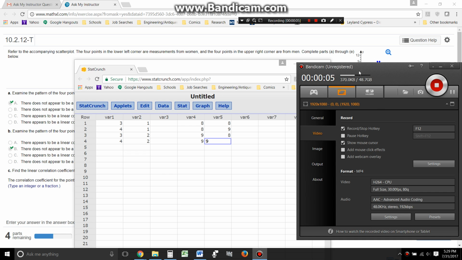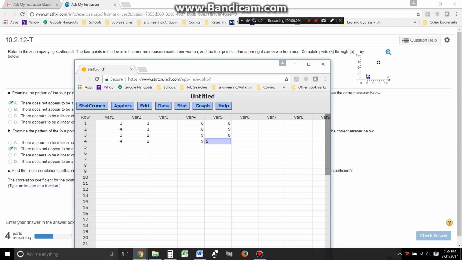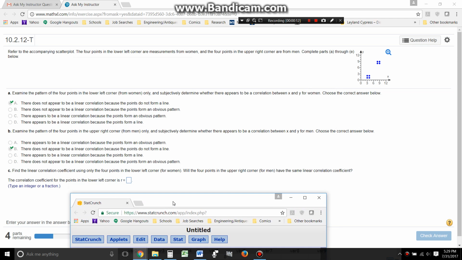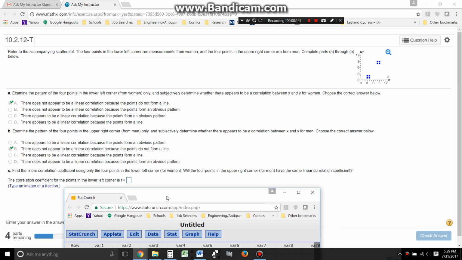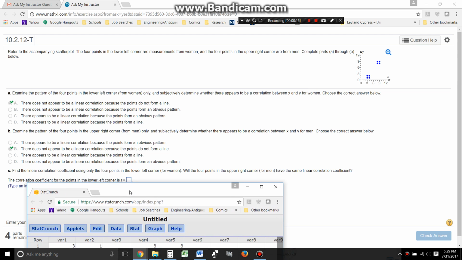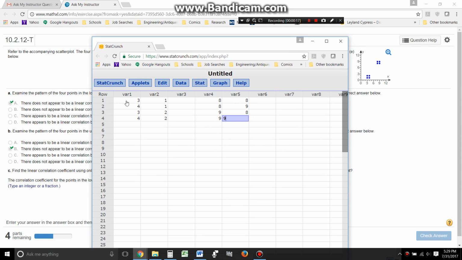On this question here, I just have to get the coordinates of the lower points. Let's see here, the lower left corner, those 4 points have these coordinates: (3, 1), (4, 1), (3, 2), (4, 2). And then the upper set of points are (8, 8), (8, 9), (9, 8), and (9, 9). Okay? So first, let's find the correlation coefficient for these four.